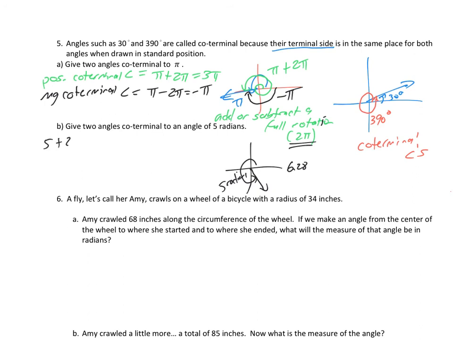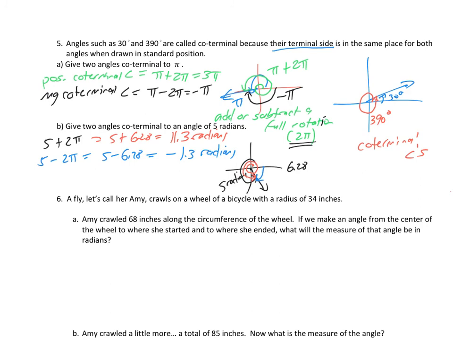So I can do 5 plus 2 pi. So I'll show that. We're going to go a full rotation more. So 5 plus 2 pi would be, if you punch it in your calculator, 5 plus about 6.28. So I could say that's about 11.3 radians. And I can also rotate in the negative direction. So that would be just this little piece here. That would be 5 minus 2 pi. So that would be 5 minus 6.28, which is about negative 1.3 radians.